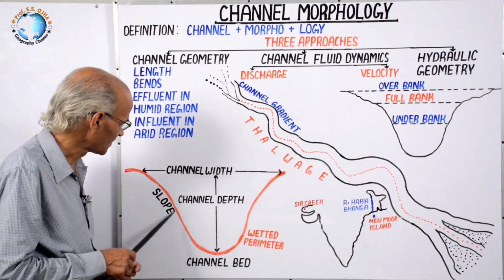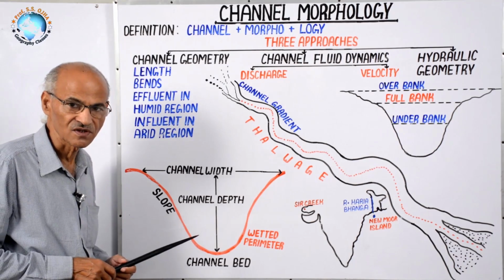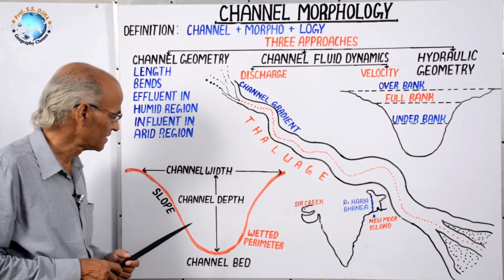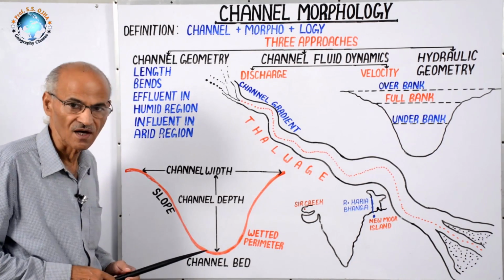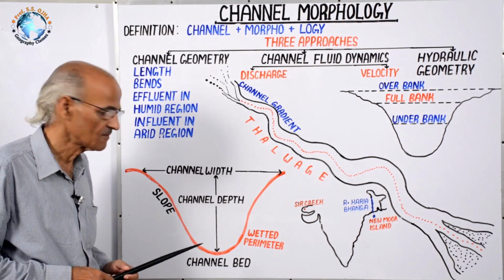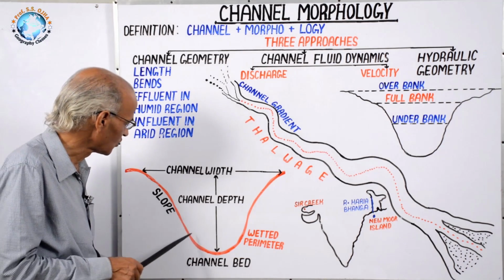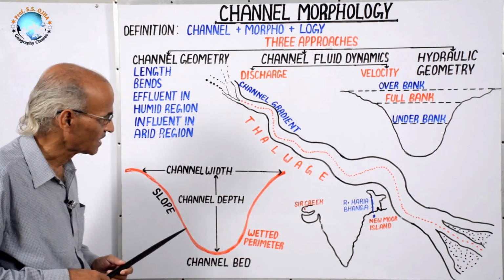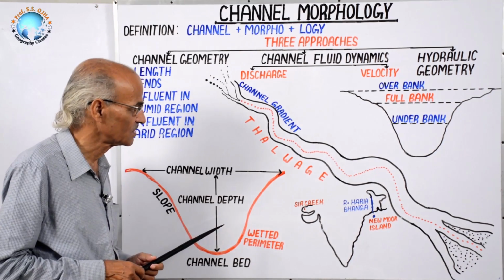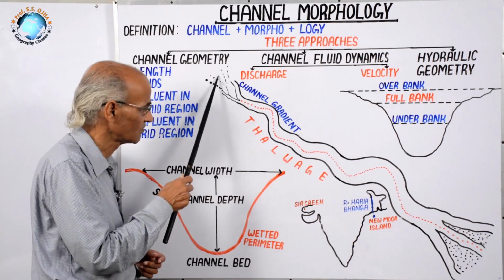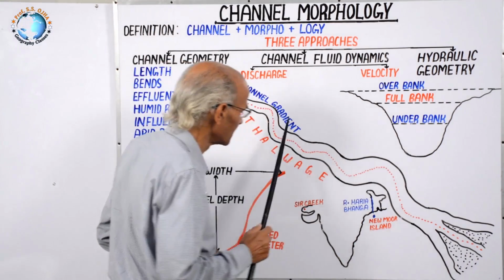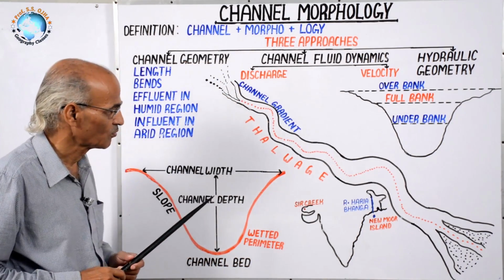Bank slope is sometimes steep, sometimes gentle, and here is the channel bed. This bed may be a rocky bed or an alluvial bed. So, this is a slope. There are two aspects of slope study in a river. First is from the source of a river to its mouth. That is called longitudinal slope.